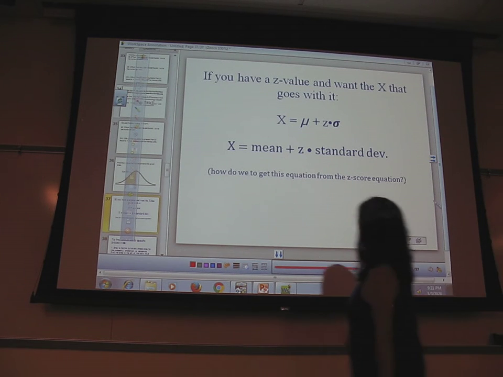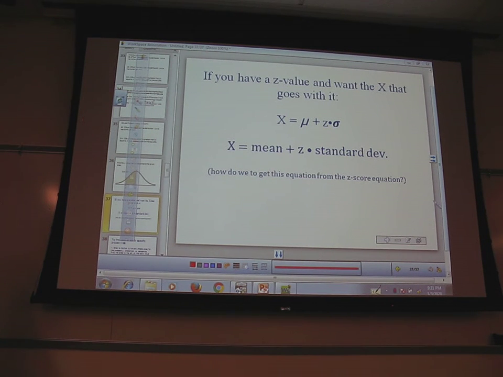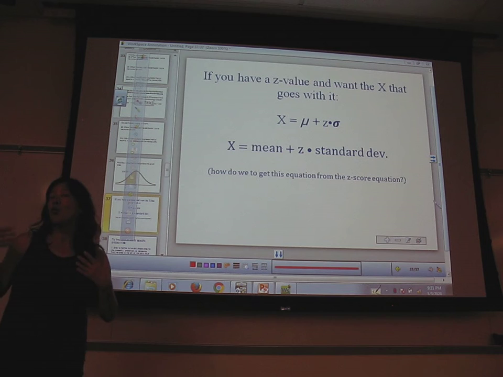So, how do we do that? How do we convert the z-score back to an x value? What is a z-score? What's a z-score again?